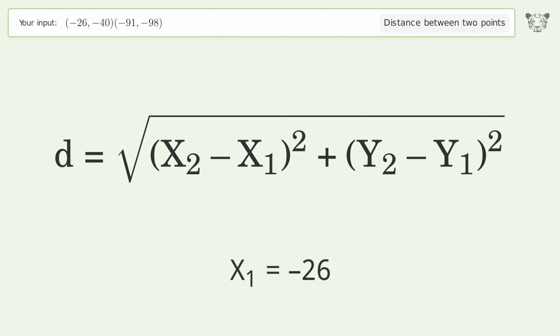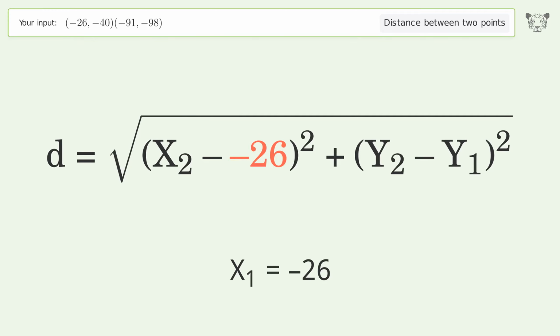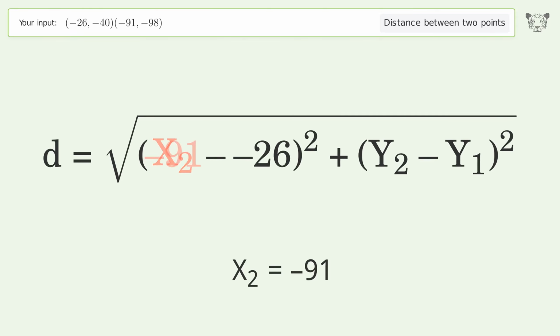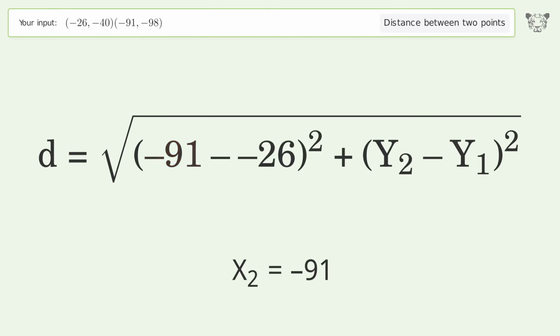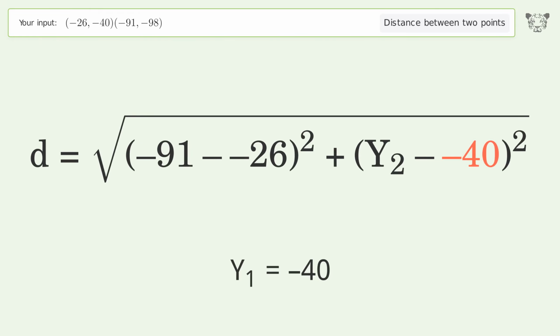x1 equals -26. x2 equals -91. y1 equals -40. y2 equals -98.